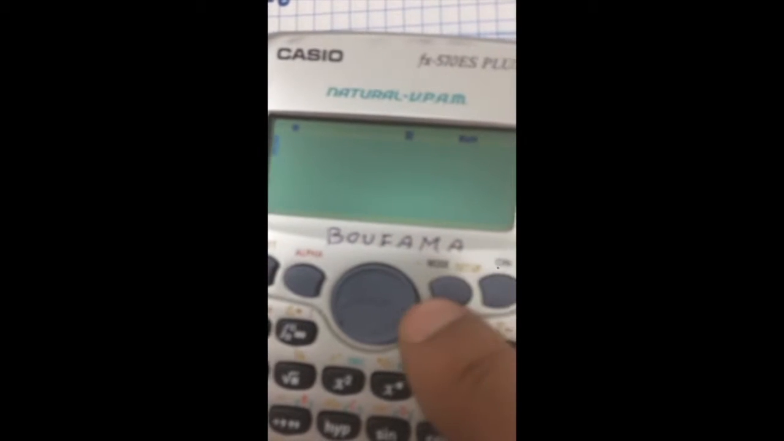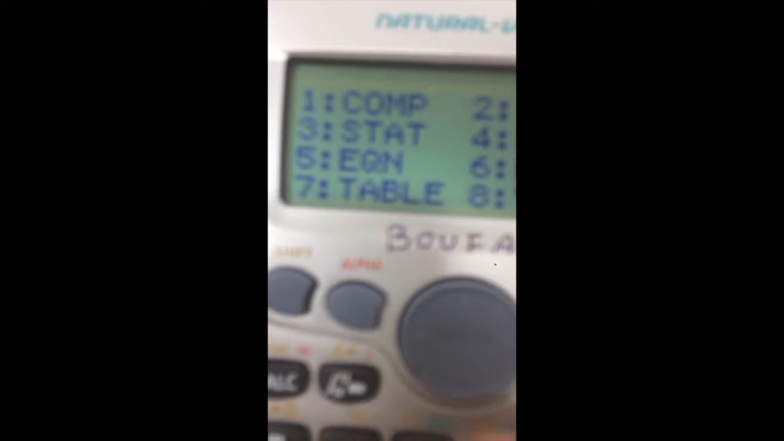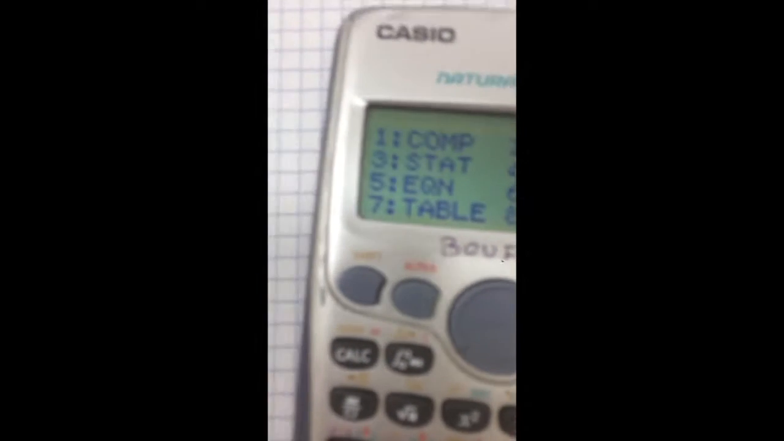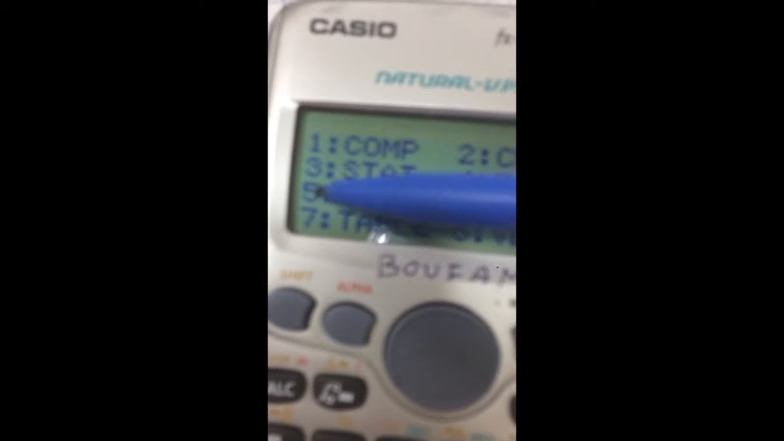We set up the calculator, press on mode, this key. Then you get the options. Choose option 5 for equations. This is the option for the equations. Press 5. Then you get a few options, type of equations. So you choose option 3 for quadratic equation, as you can see, ax squared plus bx plus c equals 0. So press 3.